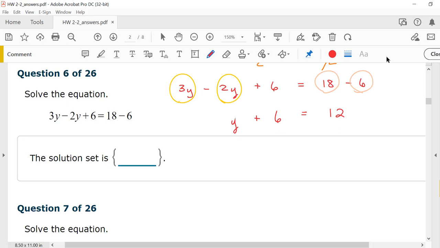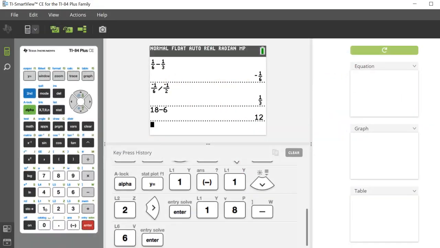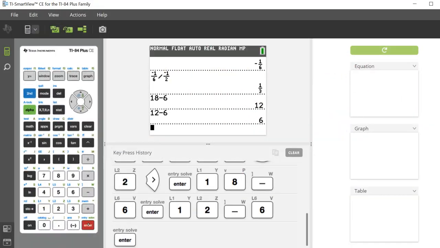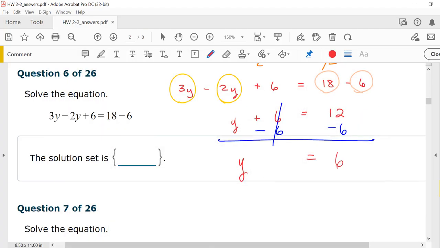How do I get y by itself? I need to subtract 6 from both sides. 6 minus 6 is 0. On the left, I have y. On the right, I have 12 minus 6, which is 6. The solution set is y equals 6.